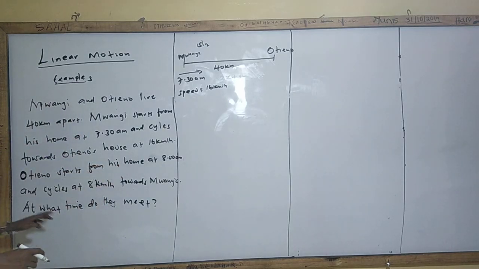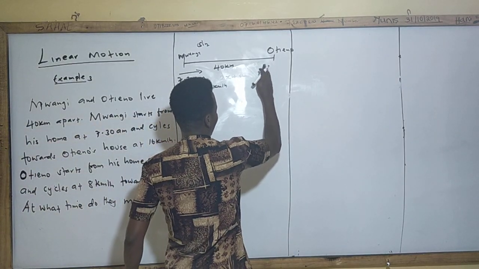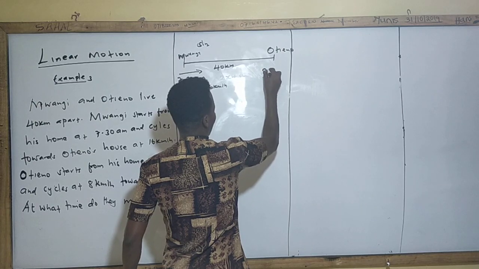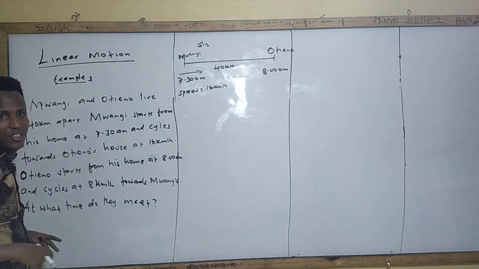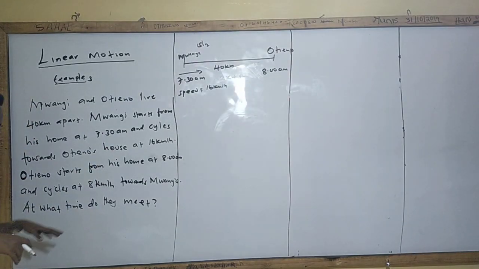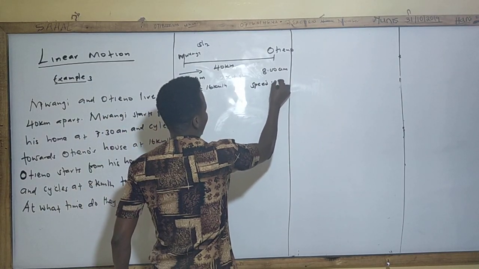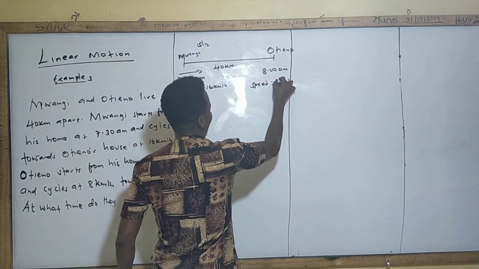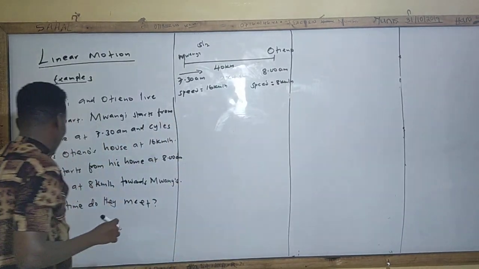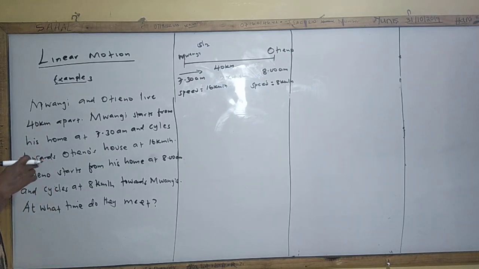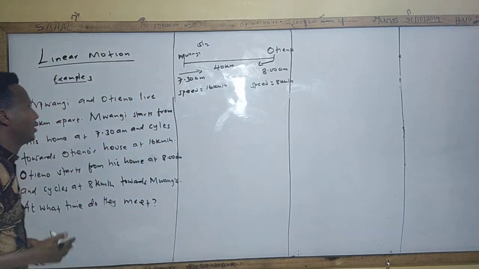Let's also go to this guy called Otieno. Otieno starts from his home at 8 a.m. That's his departure time. So can't you see now Mwangi is leaving earlier than Otieno? Okay, we will account for that. Then the speed is what? His speed, this character, is 8 kilometers per hour. So these guys are actually approaching. Just understand, yeah? They are not overtaking. They are coming from different directions.